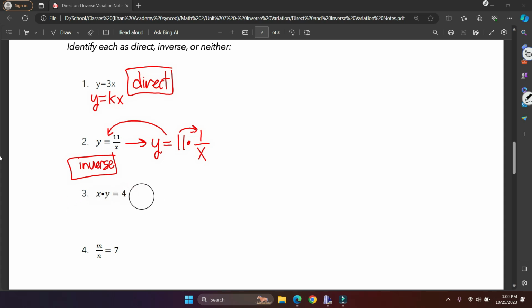Another way to determine that is to divide by x, giving you y equals 4 over x, and then recognizing that you can rewrite that in the same way that we rewrote the equation from number 2. And from there we can see that, again, this is in fact inverse.